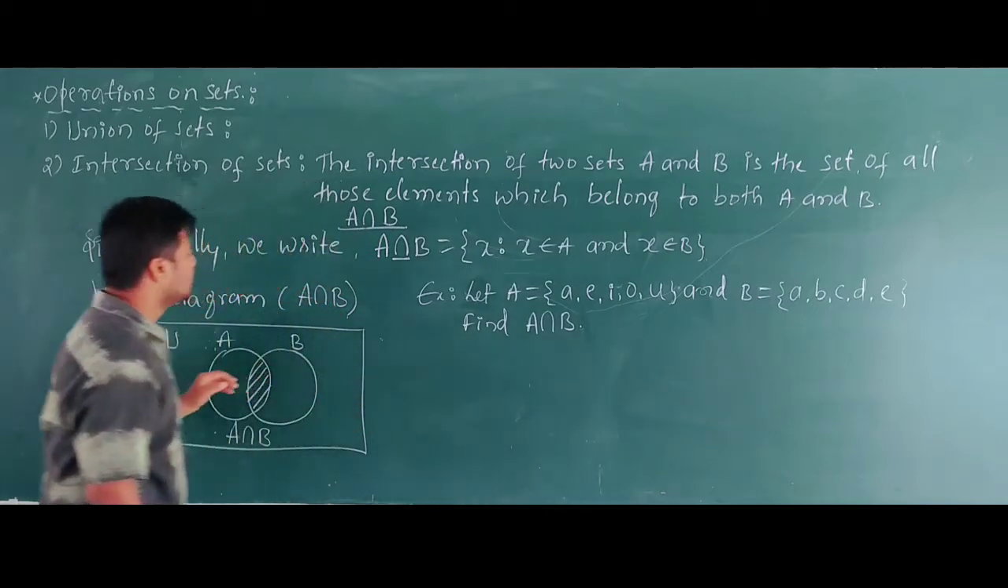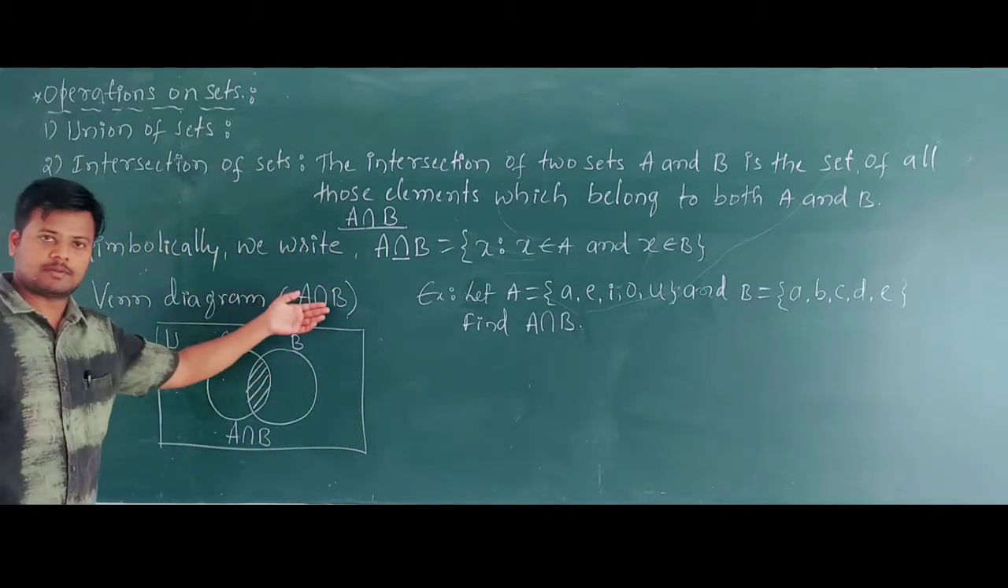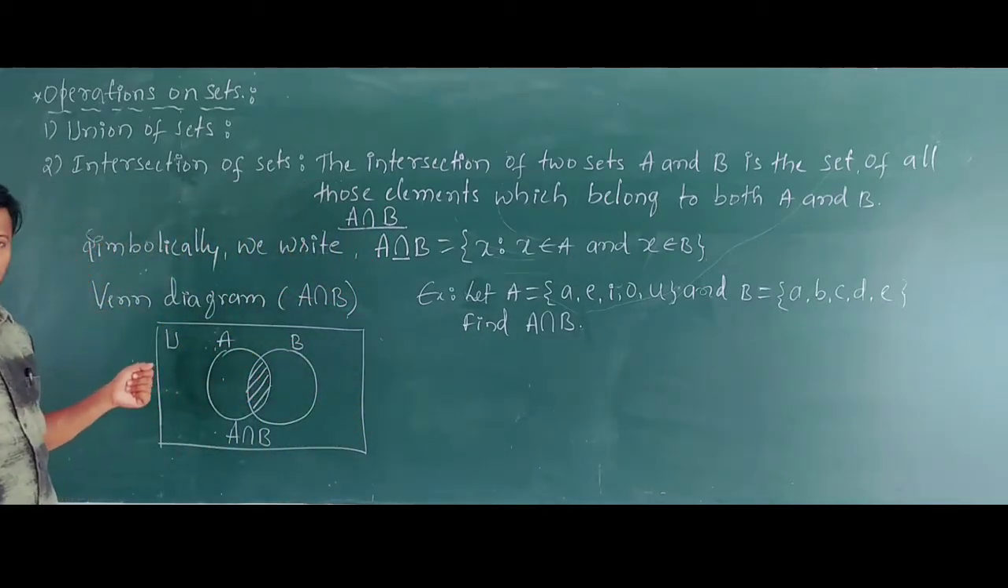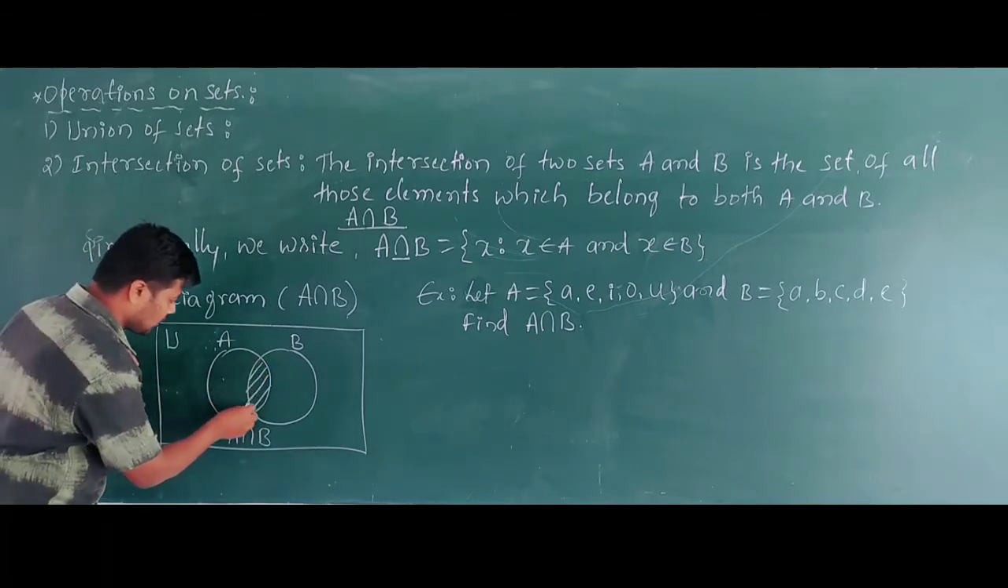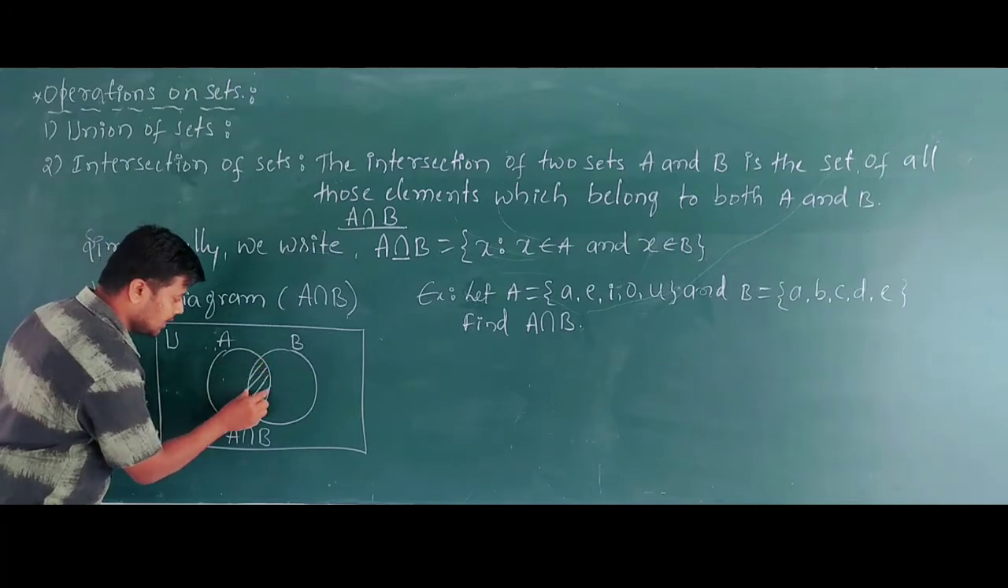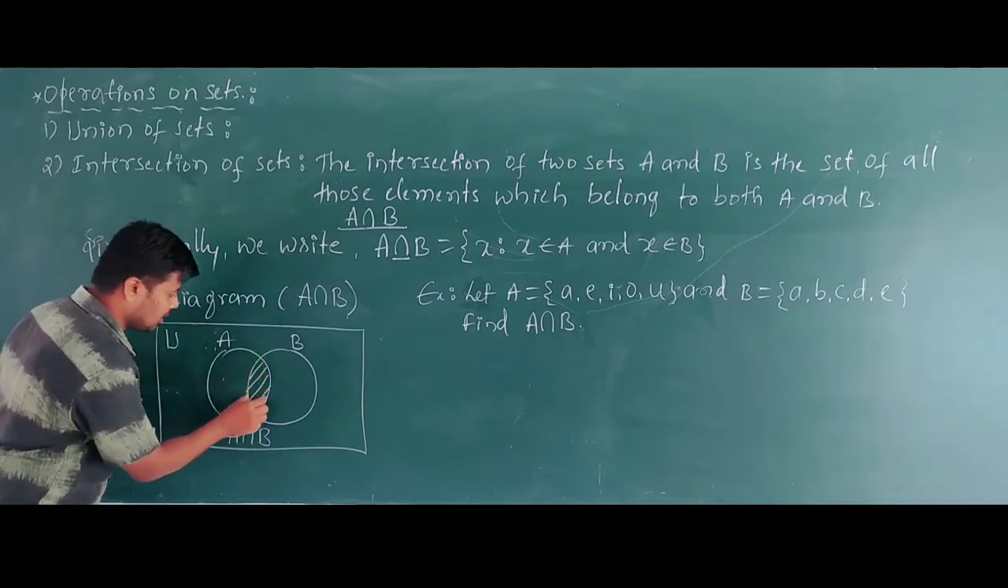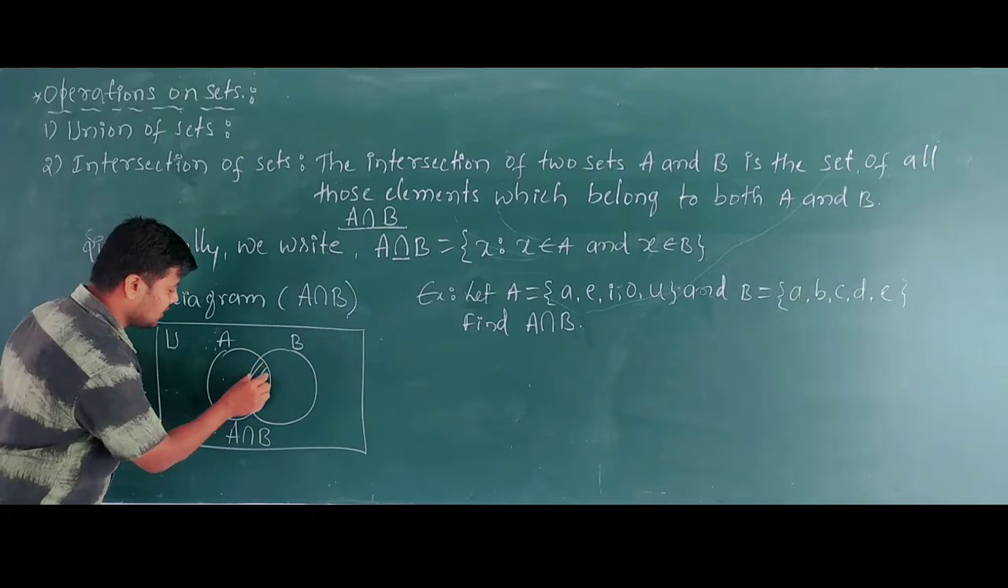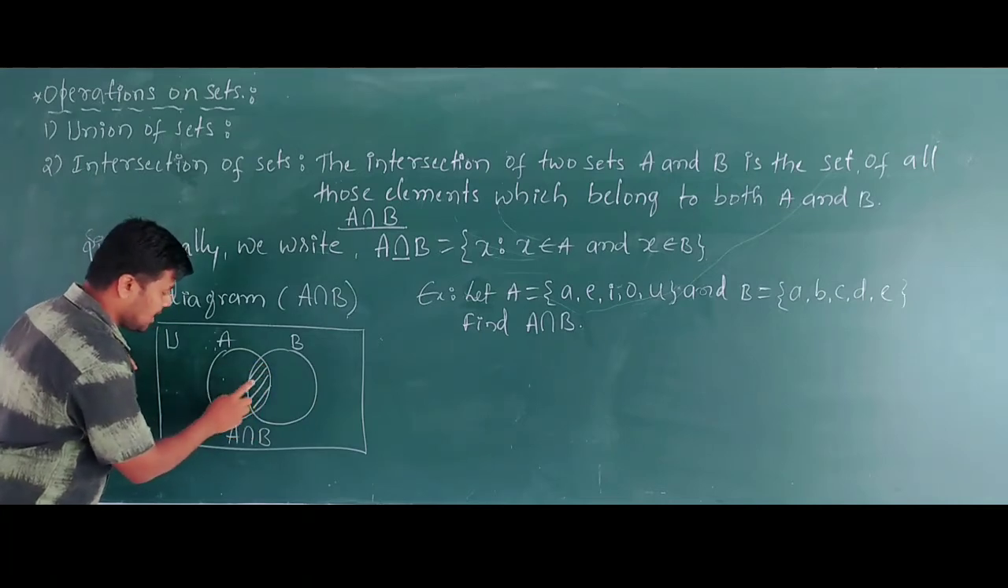So, the Venn diagram for A intersection B. This is the region of A intersection B. We write the common elements here; only in this region do we write the common elements of the two sets. So this region is common to both set A and set B.